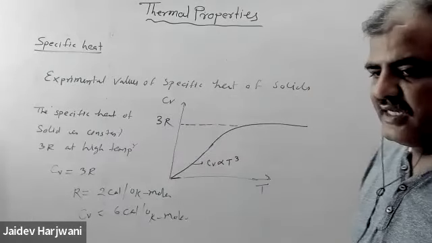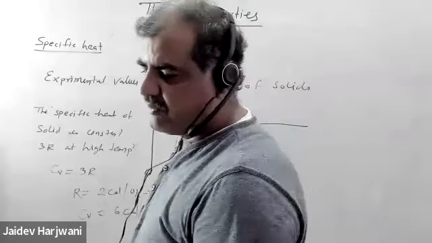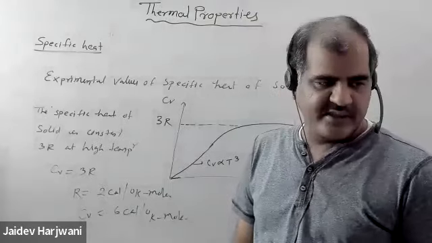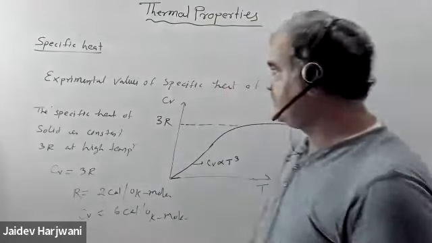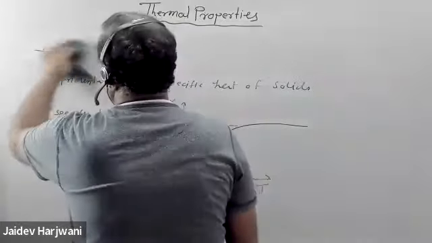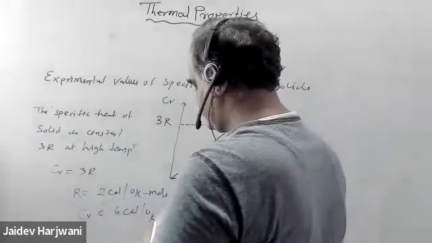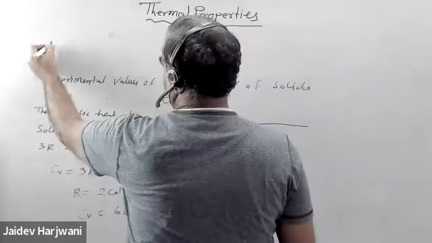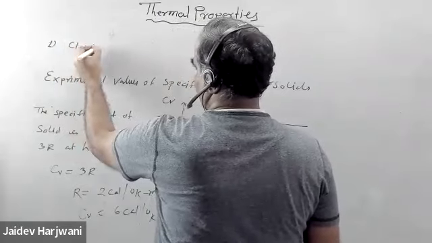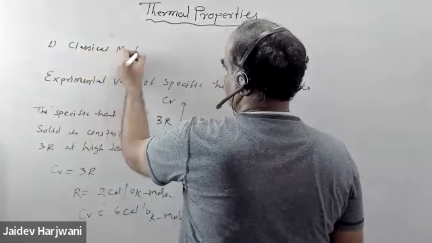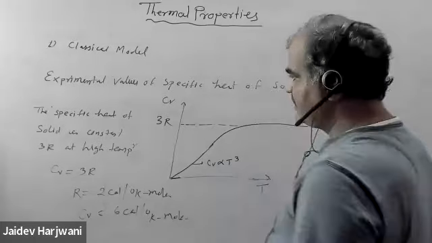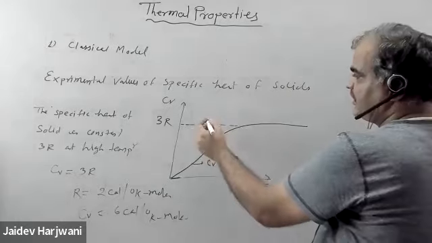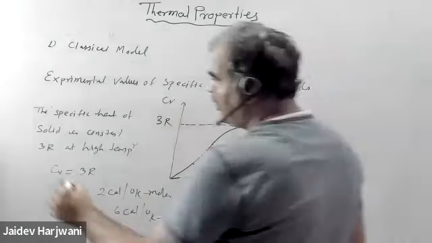So we'll take these different models one by one and discuss how successful they were, how they were able to explain these curves. So first we'll say classical model. There are three models. First is called classical model, and the specific heat of solid at high temperature is constant. So this is also called Dulong-Petit law.